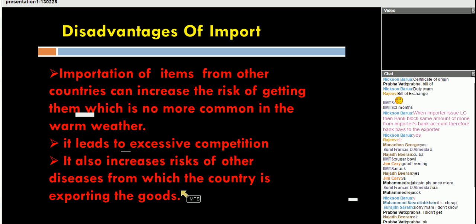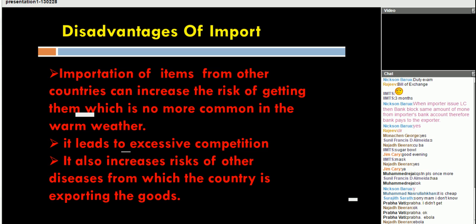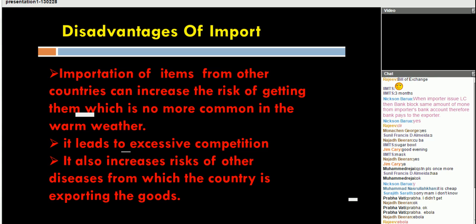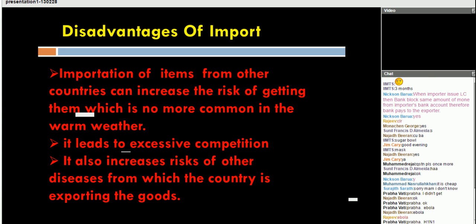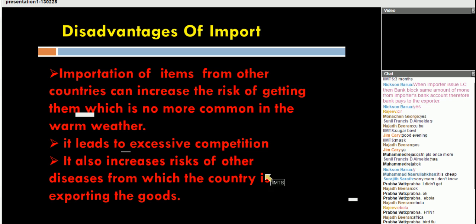Can you give me an example of this kind of disadvantage? A recent incident has happened across the world. Which disease is that? Yes, Prabha, exactly. It's Ebola. Ebola is coming from the African countries. So trading from African countries at this point of time is really risky. Bird flu. Yes. Bird flu came from China, I guess.